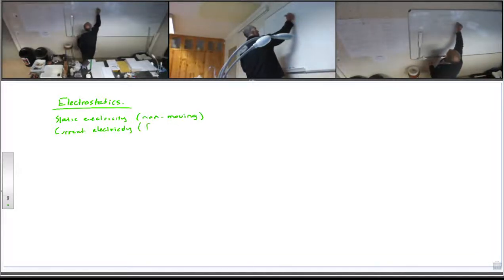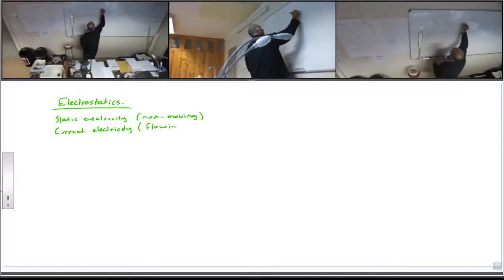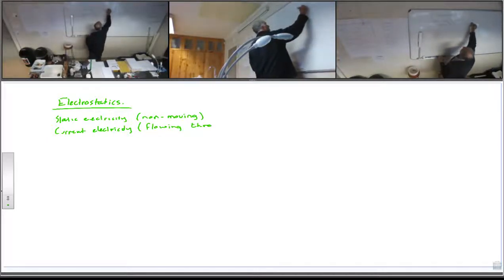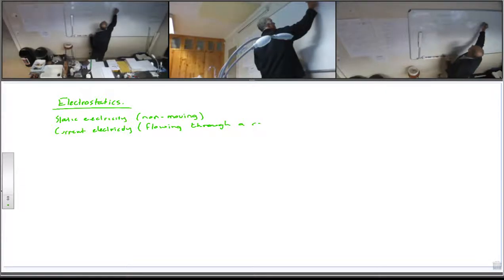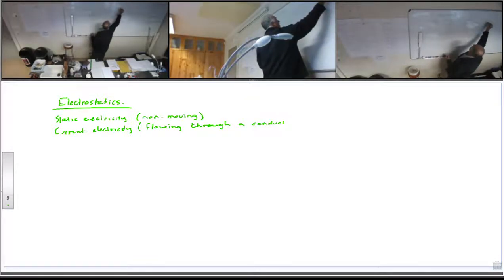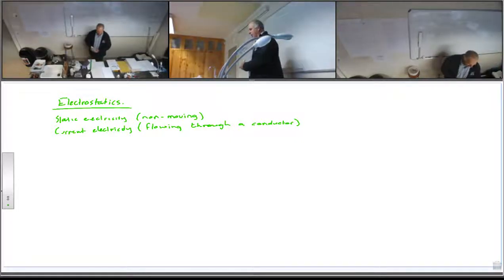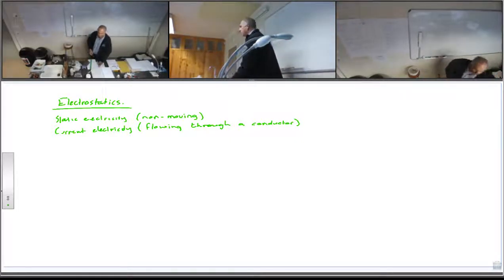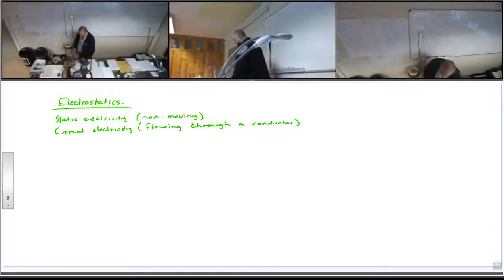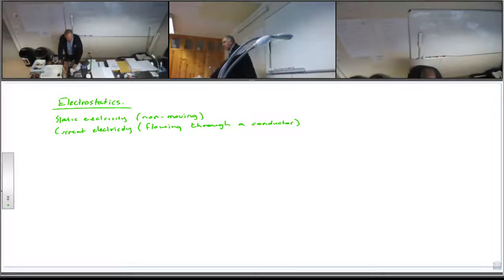And that is flowing through a conductor. We normally have a battery to drive that current, etc., etc. Now, what is it that flows? Electrons. Is it always electrons that flow?